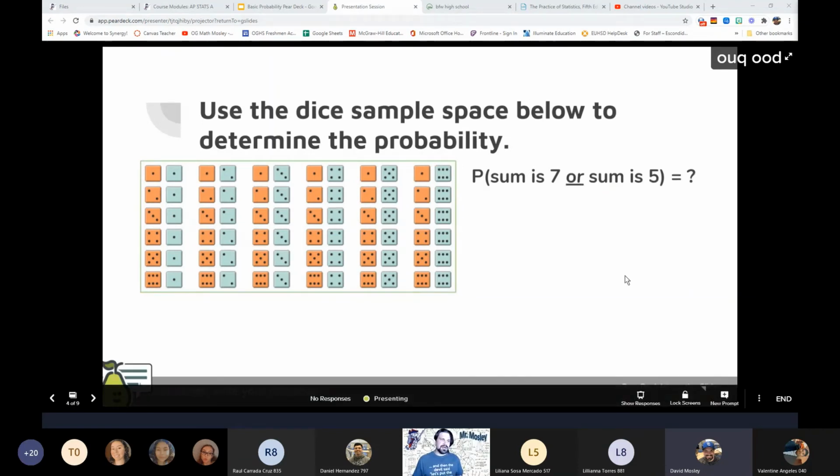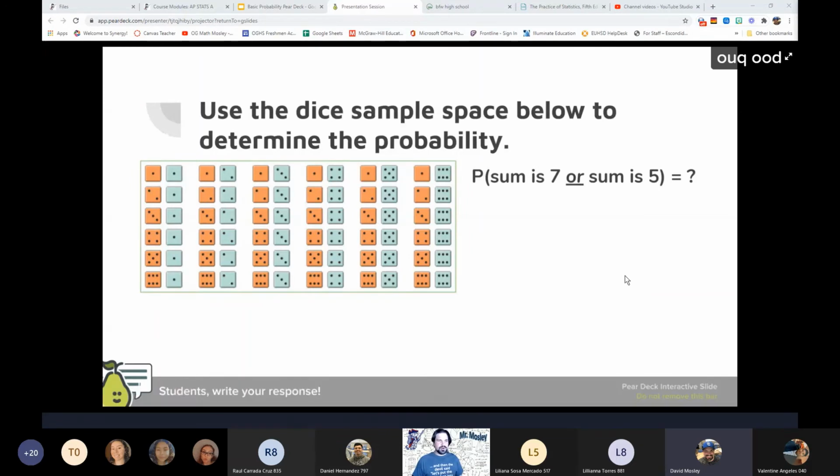What is the probability that the sum of the two dice is 7 or the sum of the two dice is 5? Again, find all the possible outcomes that have a sum of 7 or have a sum of 5 and add them up.